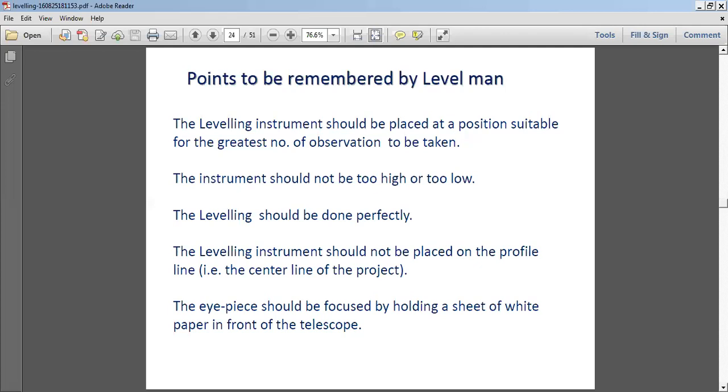Next, the eyepiece should be focused by holding a white sheet of paper in front of the telescope. As we discussed earlier, when we are not seeing the crosshair or line of collimation in the objective glass, then we use white paper and turn the focusing screw until we see a clear picture.